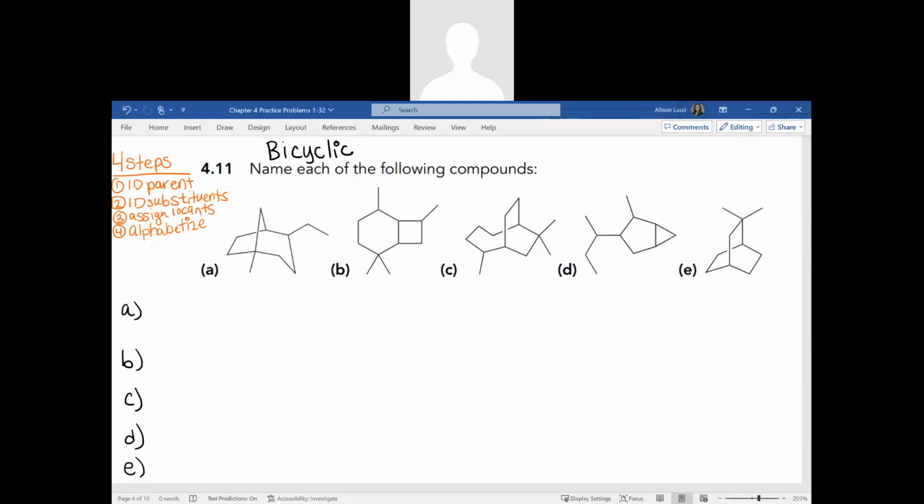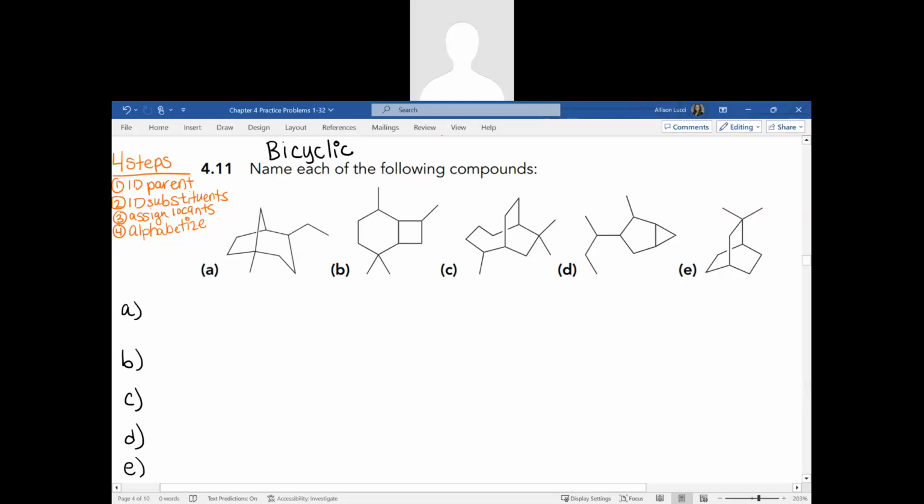So the first step is to identify the parent, and that will be based on the number of carbons in the 2 fused rings. Then we'll identify the substituents, so anything that's not part of those 2 rings, those 2 cyclic structures. Then we will assign locants, like we did with, again, acyclic compounds. And last, we will alphabetize all of those substituents.